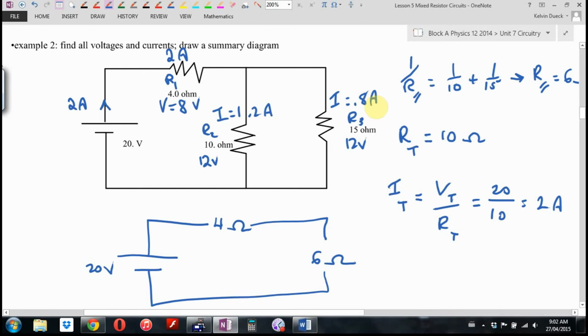So these work really well. I can give you lots of part marks. The only risk is if you make a mistake at the beginning, it's going to domino all the way through.